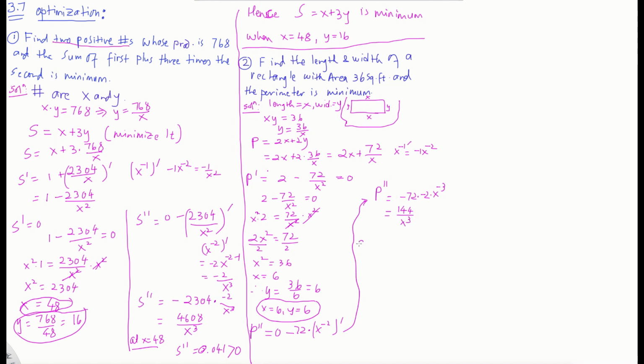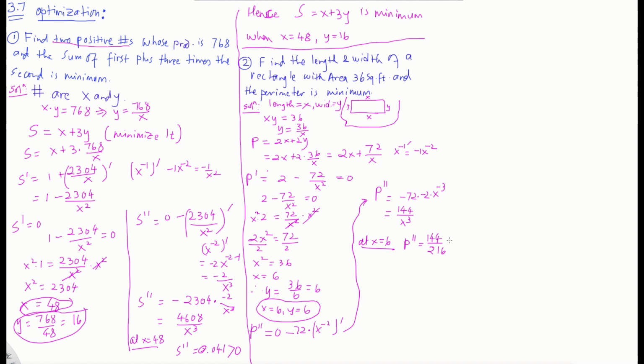Now we want to check whether at x equals to 6 the perimeter is maximum or minimum. What is the value of p double prime? That will be 144 divided by 6 to the third. 36 times 6 is 216, I think, right? So 36 times 6.